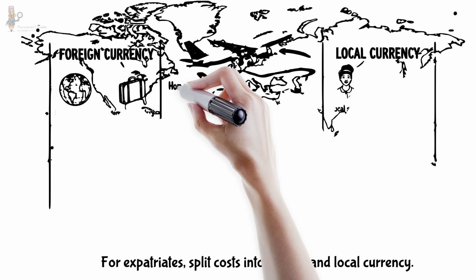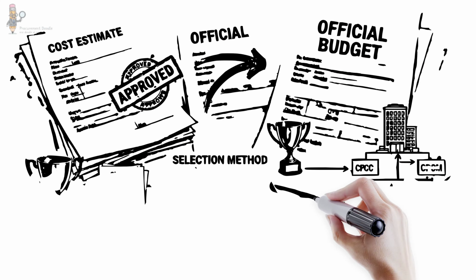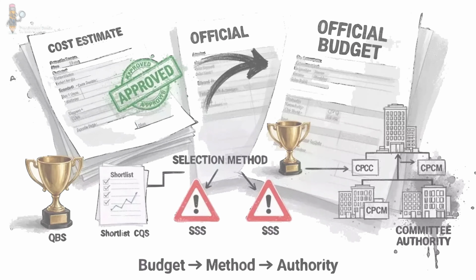When expatriates are involved, split costs into foreign currency: expatriate salaries, international travel and imported equipment; and local currency: local staff, in-country transport, and office supplies. This gives a complete picture of the assignment's economic footprint. Once your cost estimate is approved, it becomes your official budget. That budget then determines which selection method you can use and which committee has authority.